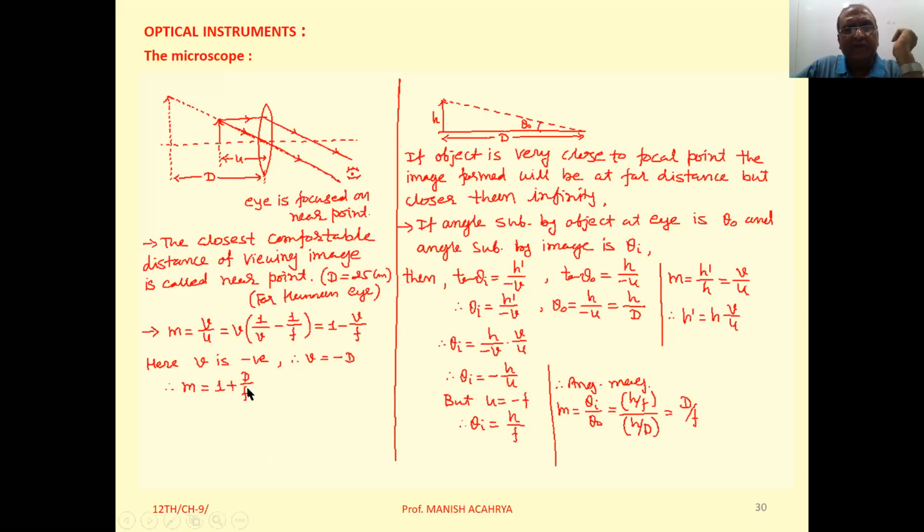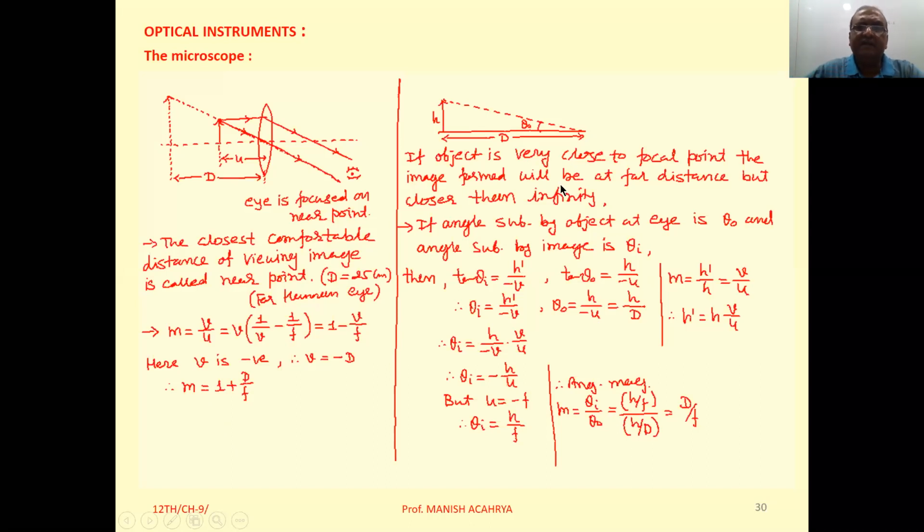So in that case, if we take D large, that is, if image formation takes place at a very large distance, then D by F will be large compared to 1. So we can neglect 1, and in that particular case we can simply write the magnification as D by F. Now we can derive this here also, in this way.